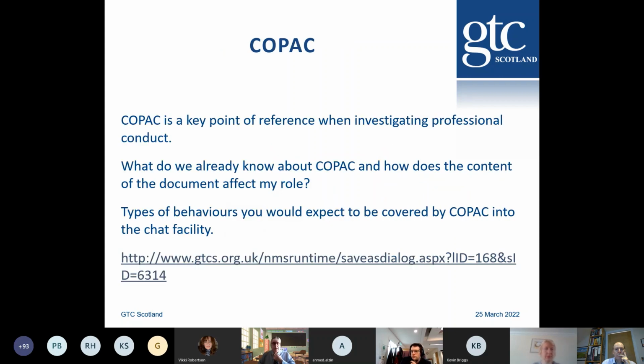Okay, so COPAC, the Code of Professionalism and Conduct. This is a key point of reference when investigating professional conduct, because it is used to base decisions on whether a referral about an applicant or a registered lecturer relates to conduct that would meet the test of relevant conduct that I referred to earlier, and should therefore result in a referral to GTC Scotland. If it meets the test of relevant conduct, we would expect a referral to come in.